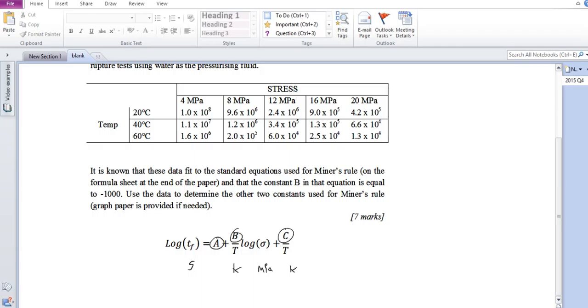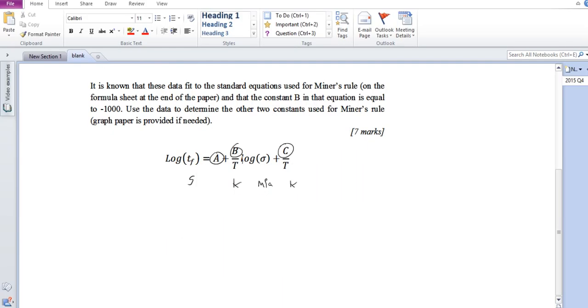With the data that we have, we could actually find all three of those constants, and I went through the method of doing that in the lectures, but it is too convoluted to do in an exam, so we're only needing to find two of them because we've been given the value of B. So the way we need to do this is to work out which bits we know. We know time to failure, we know B, we know T, and we know sigma for each case. So it's A and C that we need to find.